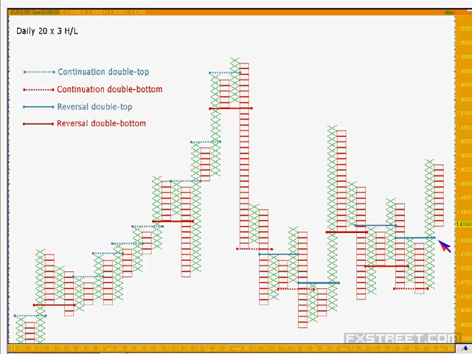Fine. So here we saw the continuation and the reversal type of double bottoms. We see that a reversal pattern or a continuation pattern does not depend on the position towards the price chart, but rather on the configuration of the pattern itself.